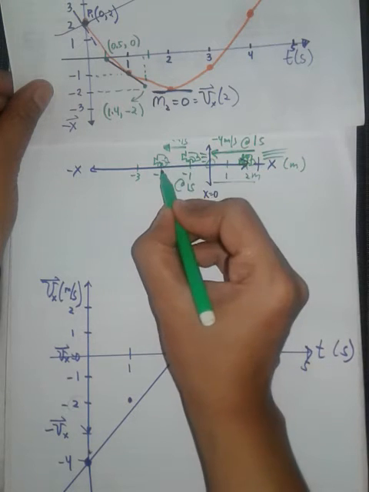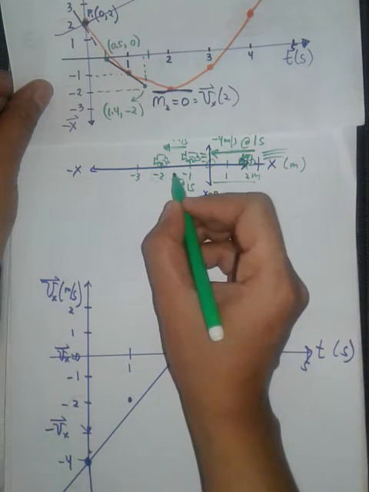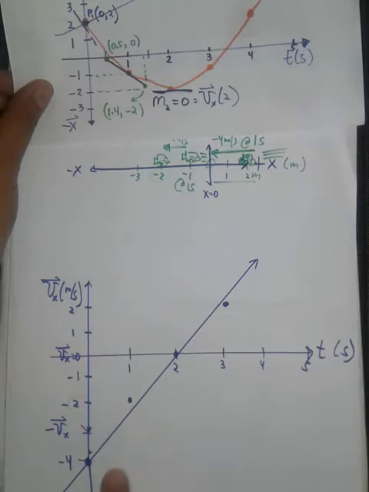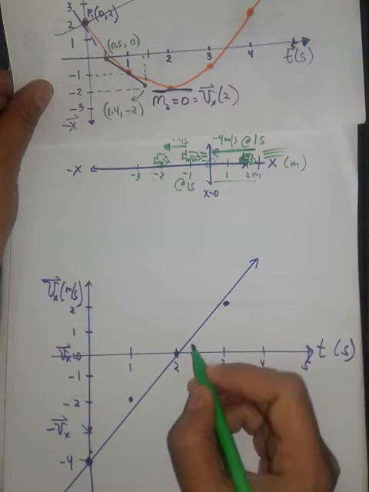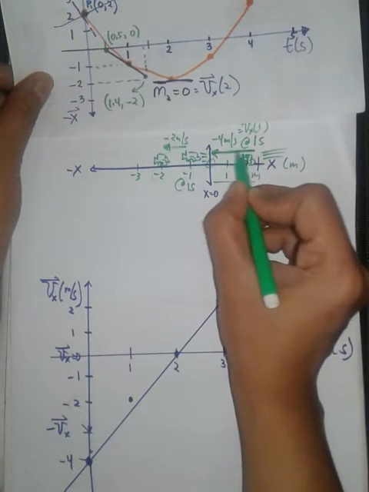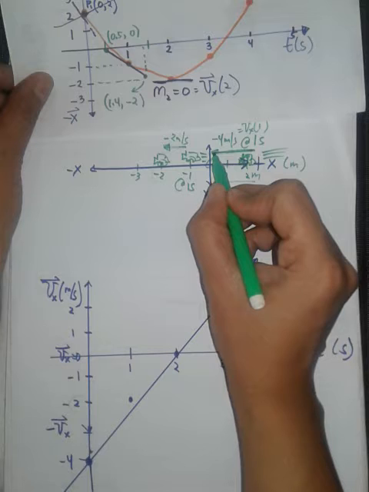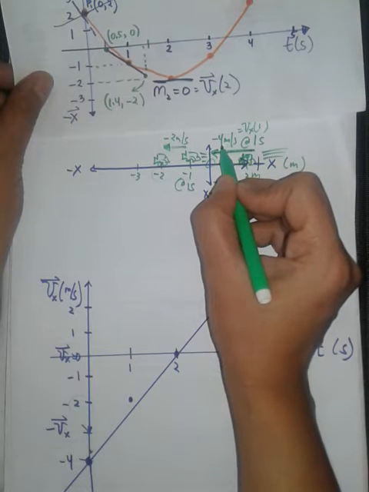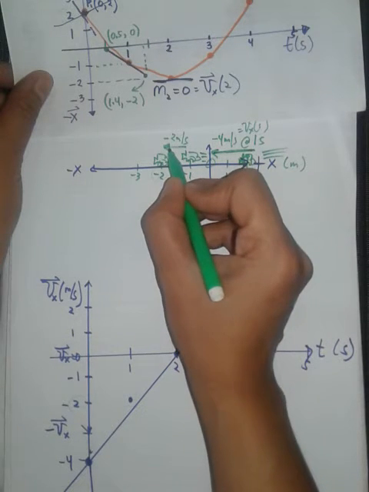Andito na yung particle ko sa negative 2 meters. Gaano kabilis? Dito ka ngayon titingin sa velocity time graph. When time is 2 seconds, it is at rest. So, from very fast, negative 4, after 1 second, si negative 4, nabawasan ng 2. Kaya nag-2 na lang siya.